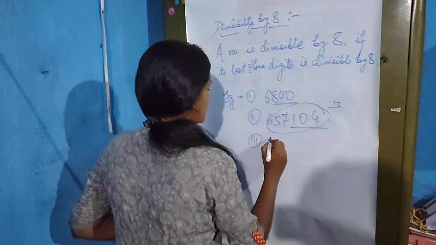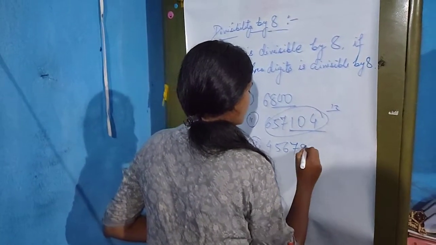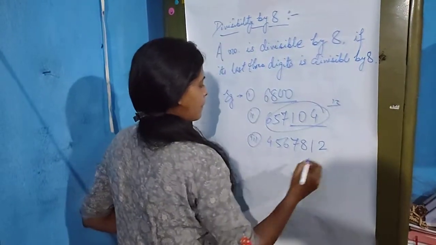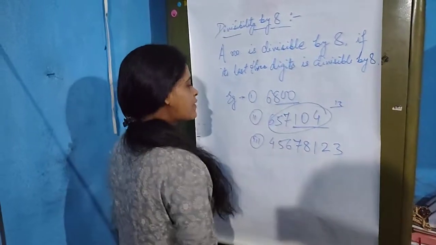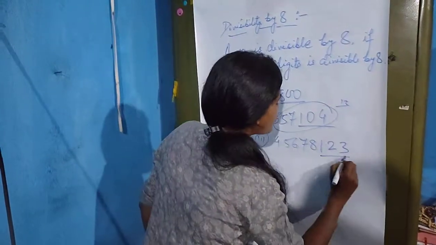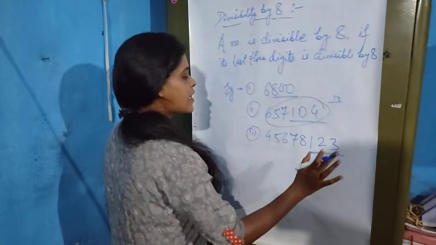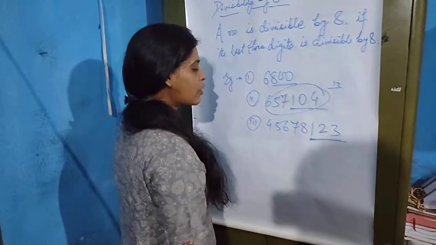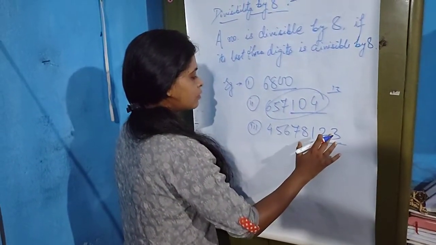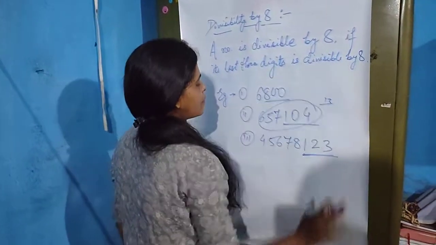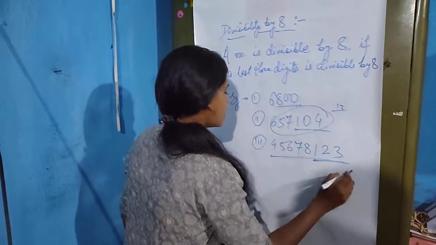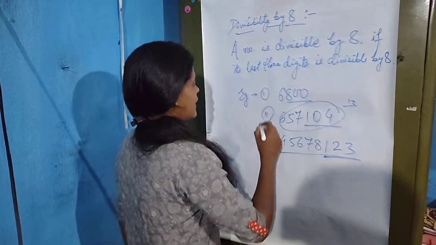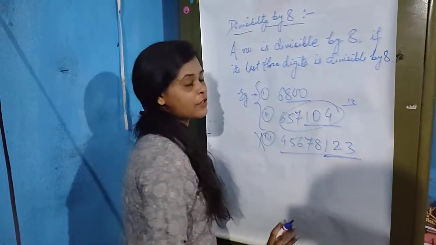Suppose I am giving you an example. This number. Now tell me, is this number divisible by 8 or not? Again you have to see these three digits, hundreds, tens and units. Now let's divide this number by 8. So this number is not divisible by 8. These two numbers are divisible by 8, but this number is not divisible by 8.